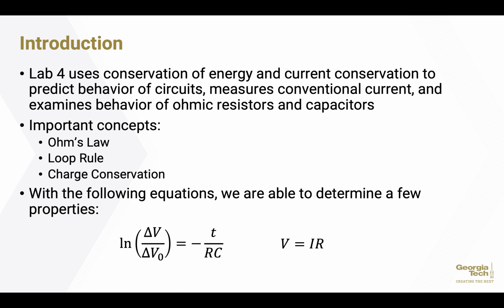Today, I'm going to be discussing Lab 4 for my Physics 2212 class, which uses conservation of energy and current conservation to predict behavior of circuits, measures conventional current, and examines behavior of ohmic resistors and capacitors. For this lab, we used a Java applet in order to simulate an ideal circuit. Some important concepts that we used in this lab are Ohm's law, the loop rule, and charge conservation, which worked with the equations appearing on screen now.